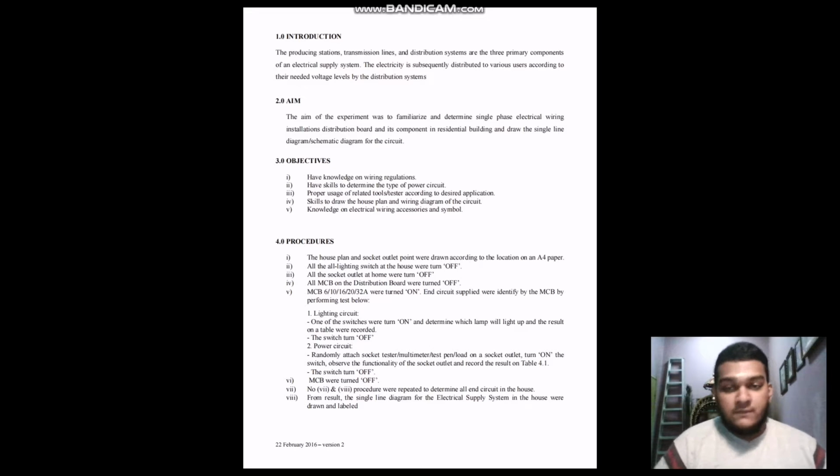The objectives of this experiment are: one, have knowledge on wiring regulation; two, have skills to determine the type of circuit; three, proper usage of related tools and tester according to desired application; four, skills to draw the house plan and wiring diagram of the circuit; and lastly, knowledge on electrical wiring accessory and symbol.